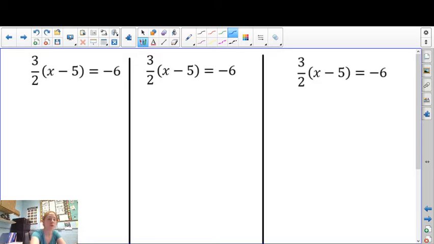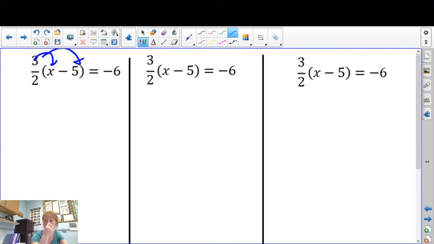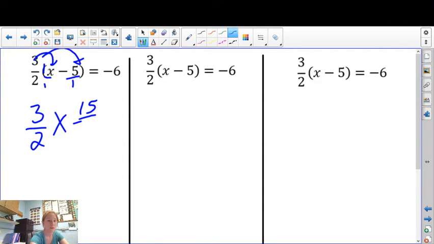We're going to multiply in the 3 halves to the x and the 3 halves to the -5. So there's an invisible 1 in front of the x. So when I multiply fractions, I take the top times the top and bottom times bottom. So 3 times 1 is 3, 2 times 1 is 2, and the x comes along. Okay, 5 is 5 over 1, so 3 times 5 is 15. 2 times 1 is 2, and that equals -6.